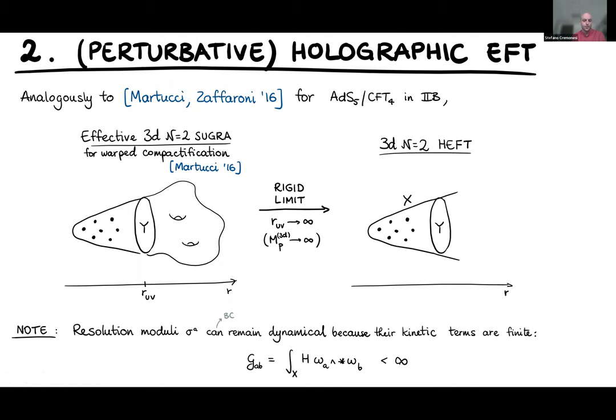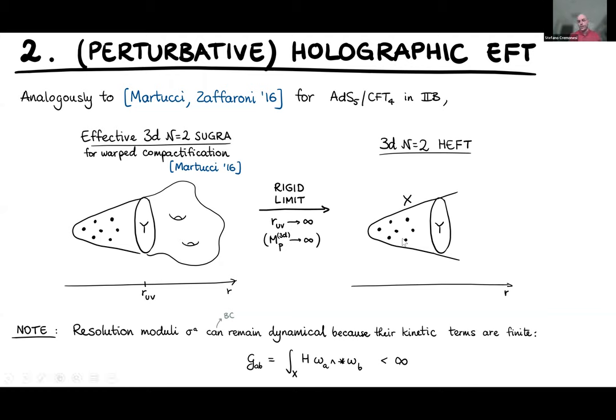So Luca Martucci a few years ago developed essentially methods to find effective supergravity for these warped compactifications. And now you can take a rigid limit in which essentially you take the cutoff that separates, say, the conical region or the warped throat region and the compact region of the Calabi-Yau. You can send that to infinity, that sends to infinity the three-dimensional Planck mass.